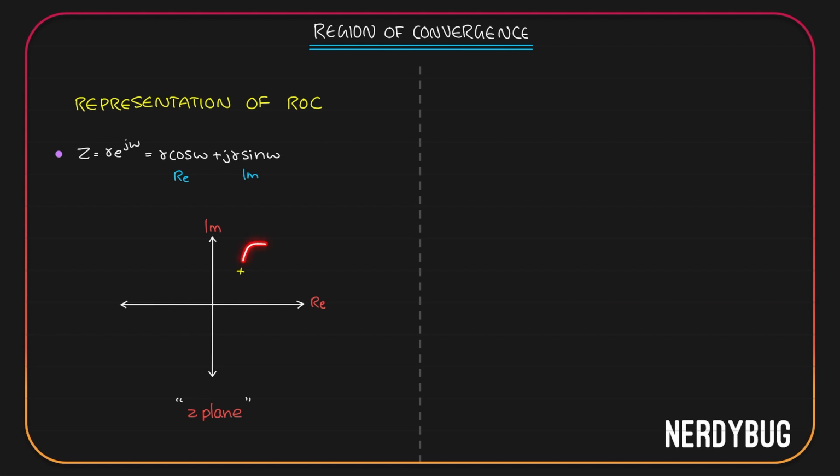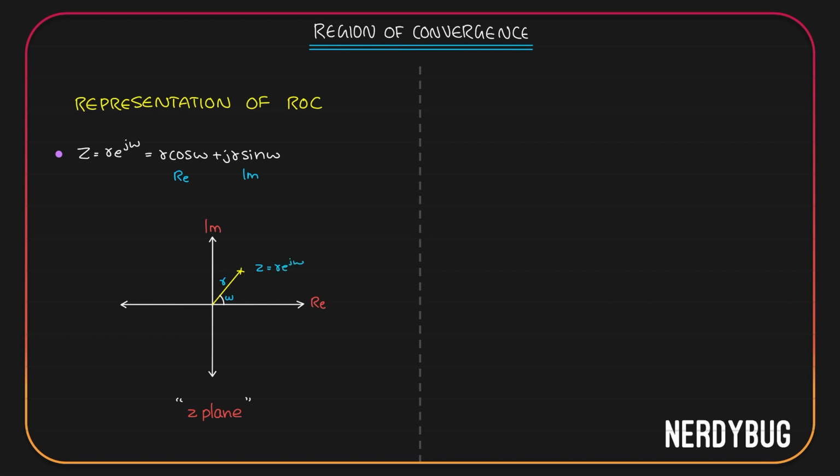Consider a point in the z-plane over here. Let us draw a line that joins the point to the origin. Let us assume that the angle this line makes with the x-axis is omega, and the magnitude of the line is r. In that case, its x component is going to be r cos omega and the y component is going to be r sin omega. That means the coordinates of this point are r cos omega and r sin omega. So we can say this represents z equals r e raised to j omega.